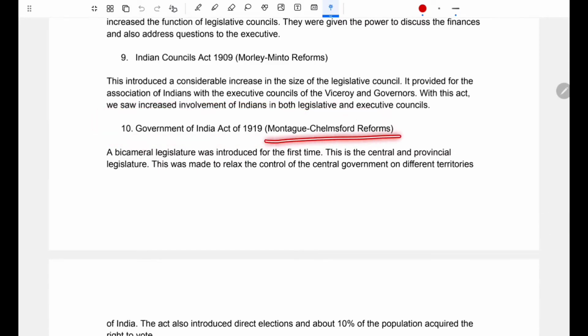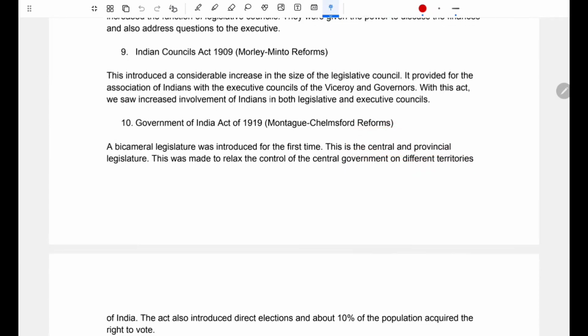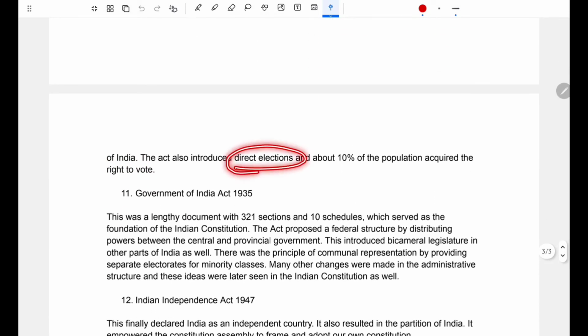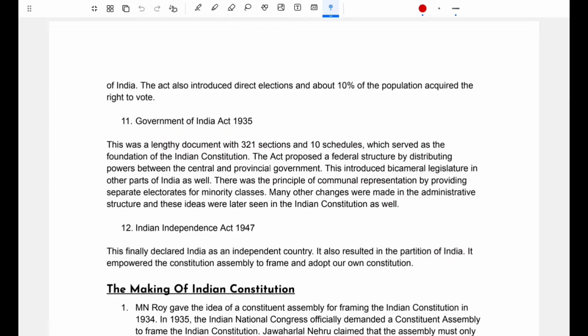This is also known as the Montague-Chelmsford reform. A bicameral legislature was introduced for the first time. This is the central and the provincial legislature. So the legislature is divided in two parts, the central and provincial. This was made to relax the control of central governments. So we could see that slowly the center was losing its power and different territories were acquiring more power. This act also introduced direct elections, and for the first time about 10% of the population acquired the right to vote.